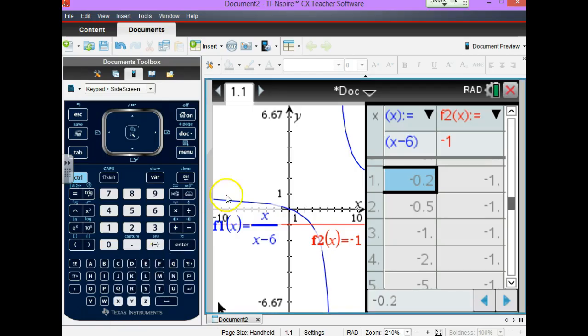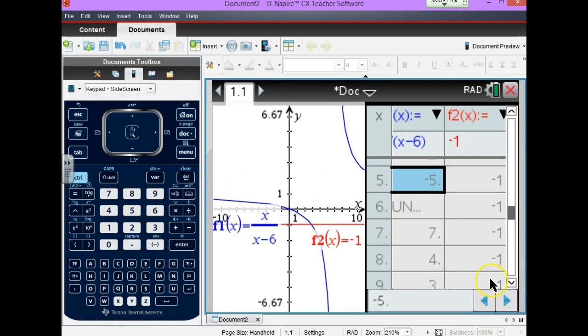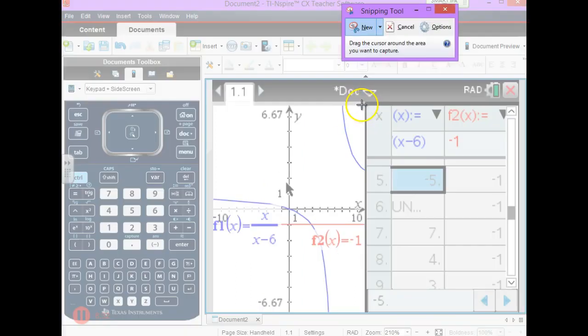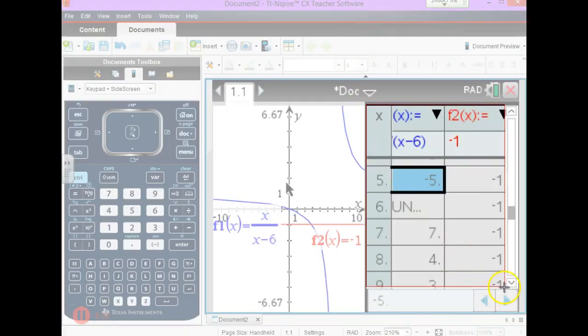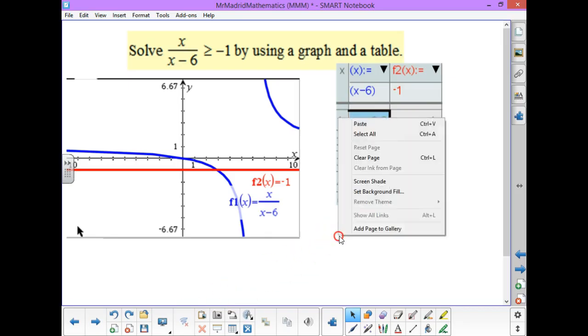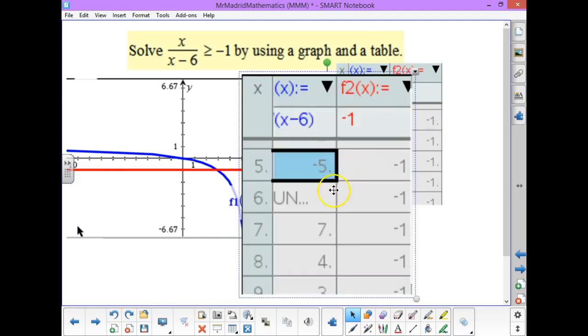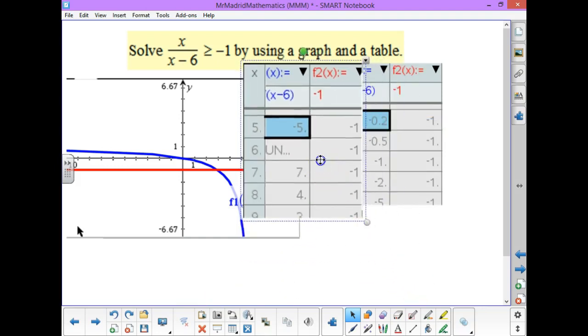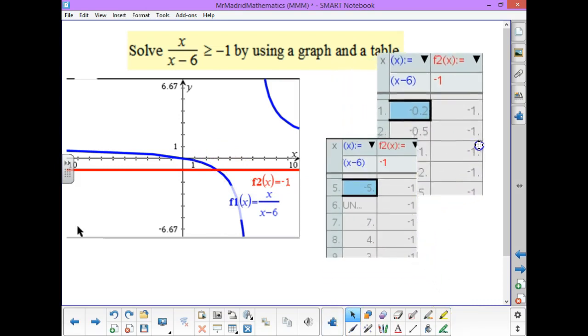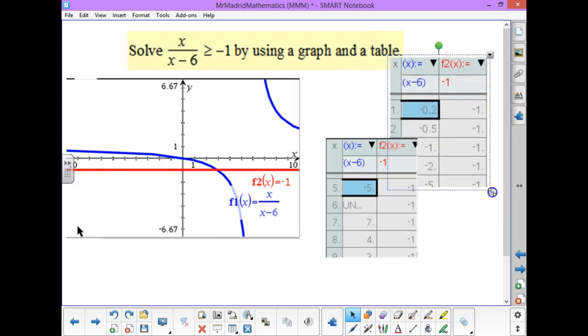Let me go back to the calculator. I'm going to go down some values, about there. Okay, so there's multiple screens, and that's the main reason why I'm pasting them on here. Now that I've got all my information in front of me, I'm going to use it to address what I've been asked to address.